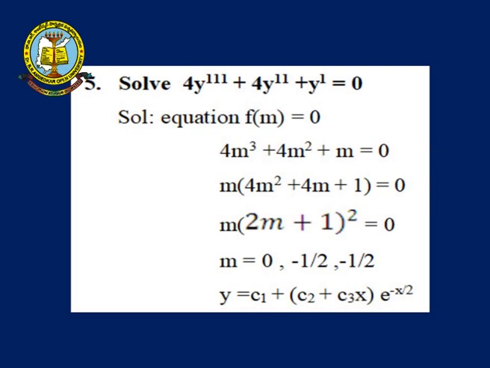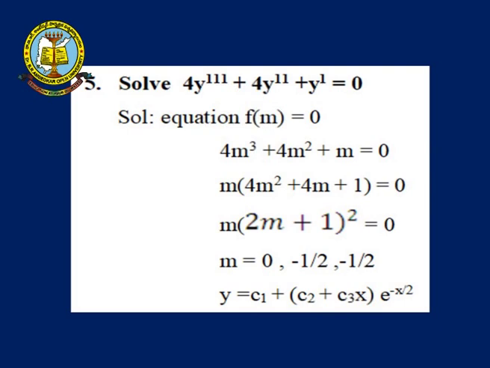Now another example, if I go further: 4y''' + 4y'' + y' = 0. Here for the complementary solution, 4m^3 + 4m^2 + m = 0. We take m common, then 4m^2 + 4m + 1 = 0. So m (2m + 1)^2 = 0. m = 0 and the other roots are -1/2, -1/2. So y = c1 e^(0·x) + (c2 + c3 x) e^(-x/2).